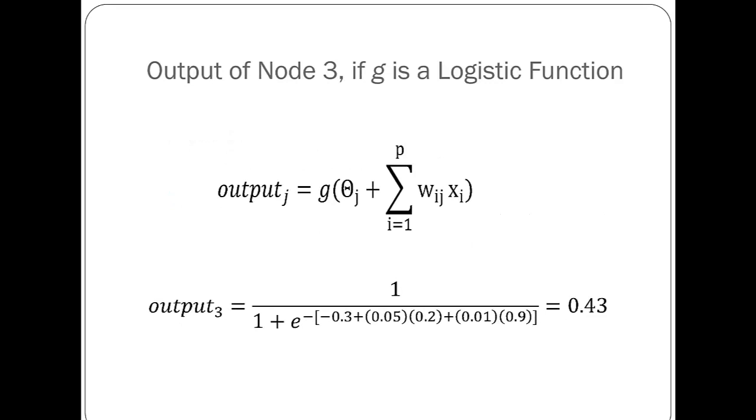So if we look at node number 3, and we're using the logistic function for our nonlinear transformation of the data, our output at node number 3 is equal to 1 divided by 1 plus e to the negative, just like we talked about with logistic regression. We have this linear function up here, and so we put all these numbers in and we get out a 0.43, which is then pushed forward to the next layer.